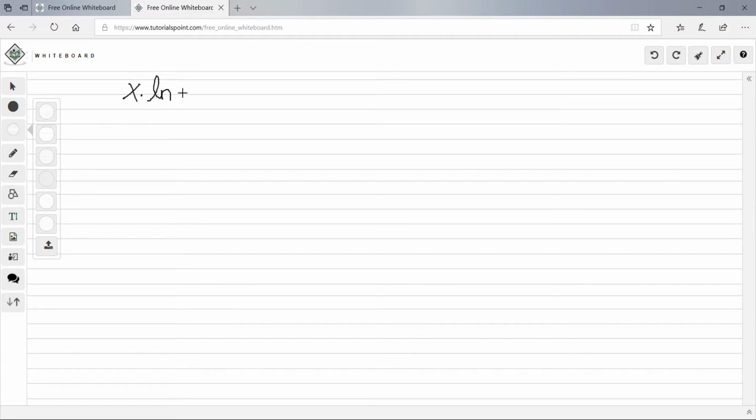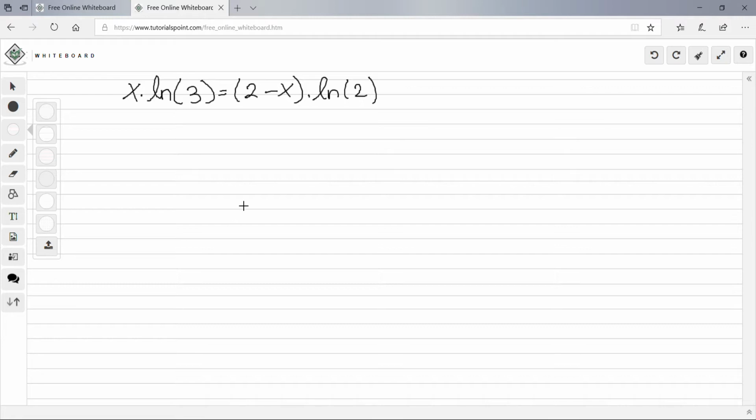x times natural log 3 equals 2 minus x times natural log of 2. Okay, so what is the question asking? It says each of these equations involves more than one logarithm. Solve each equation, give exact solution. So our goal is to solve for x. We just gotta solve for x.